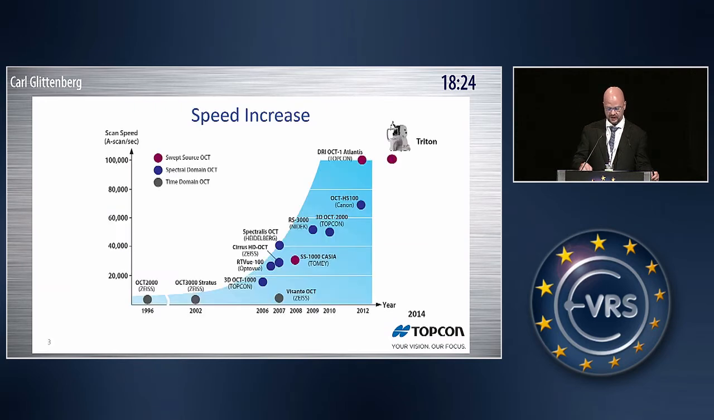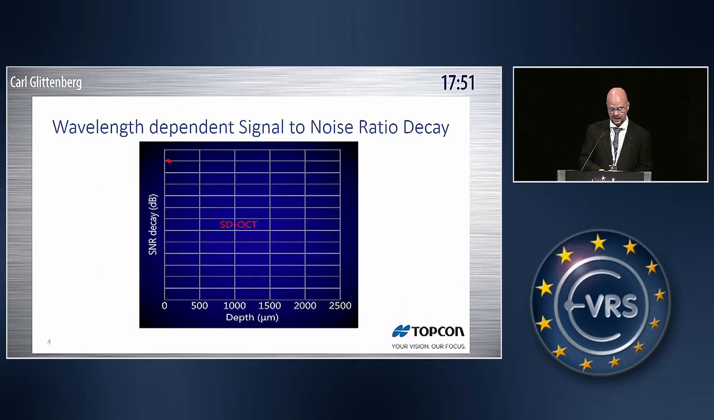So let's start with swept source OCT. If you look at the speed increase over the last two decades, since the Zeiss OCT 2000 started around 1996, you see an exponential speed increase. Right now we're at about 100,000 A-scans per second using swept source OCT. That gives you an incredible amount of speed to collect a very large amount of data, and that large amount of data is what I'm going to show you today, which we can use in a very interesting way.